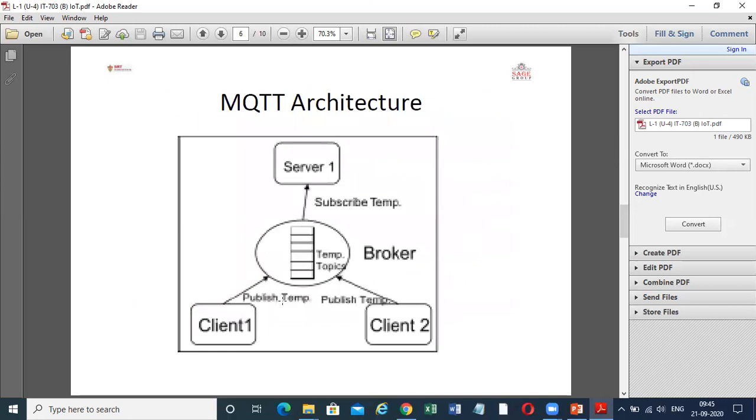Now, this is the MQTT architecture. As we will discuss, the publisher, subscriber, and broker are the three main components. Here the publisher publishes the data, here the temperature, and at the broker the data is stored according to topics, and data is sent to the subscriber on demand according to topics. The broker is in the center, with the server, client one, and client two, which are the nodes from where the data comes.